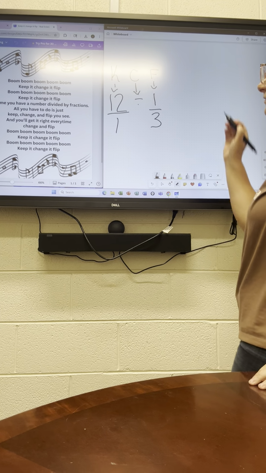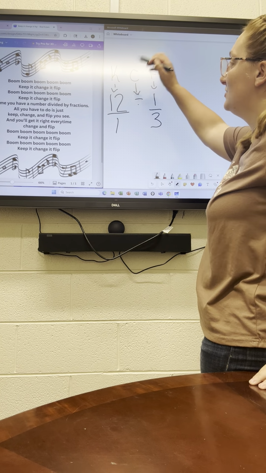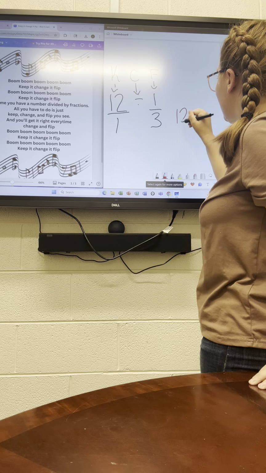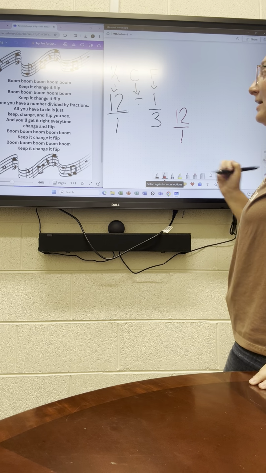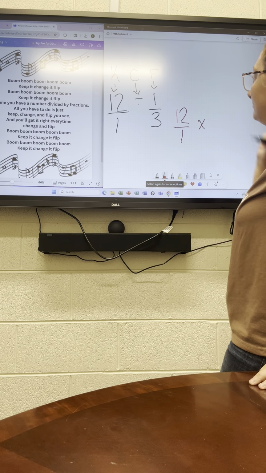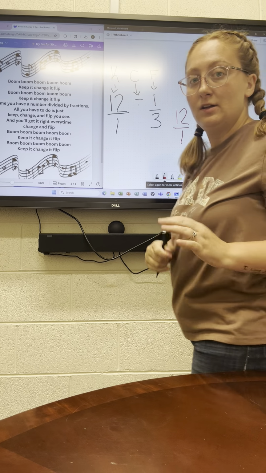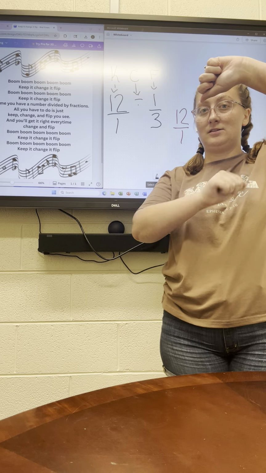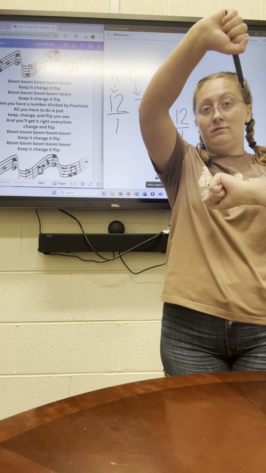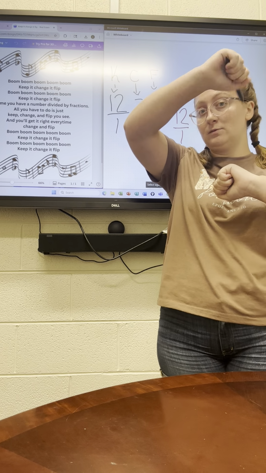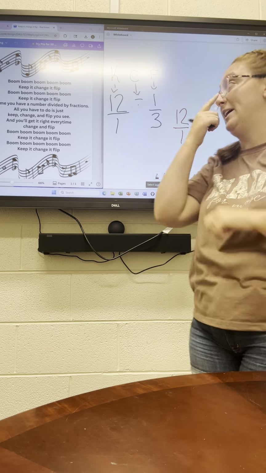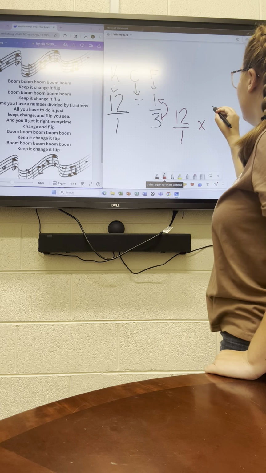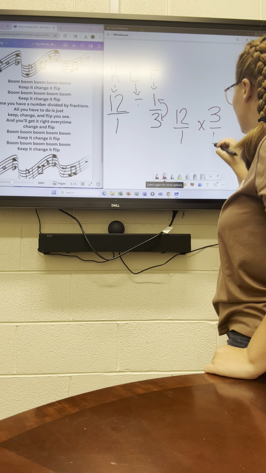So now, 12 over 1 is going to stay the same. We'll write it in red. Now we're going to change it to a multiplication, and I'm going to flip it. So I'm going to show you our hand motions again. So we have keep it. So this is my numerator, and this is my denominator. Change it, flip it. So now my denominator becomes my numerator, and my numerator becomes my denominator. They're just going to flip. So it's going to become 3 over 1.